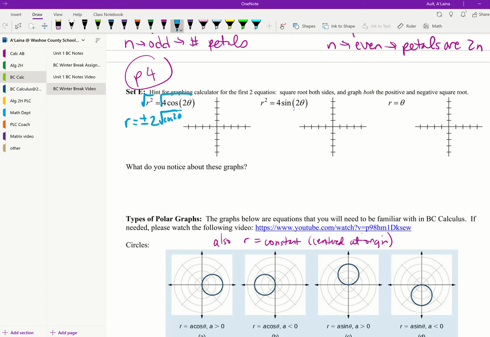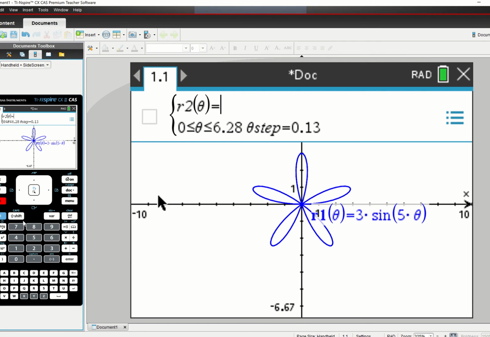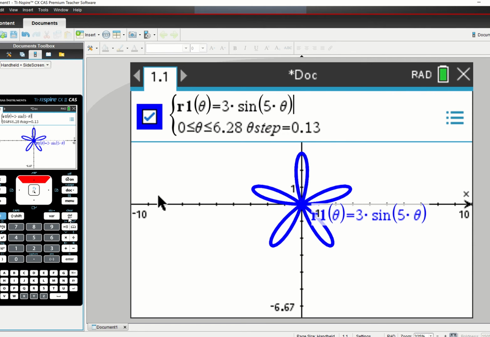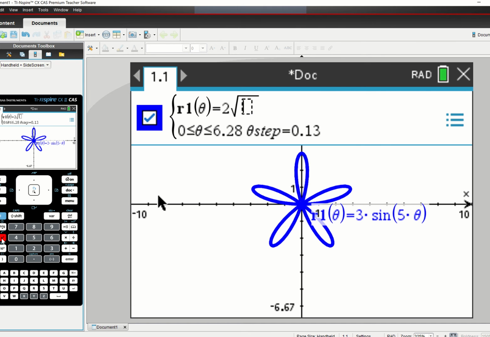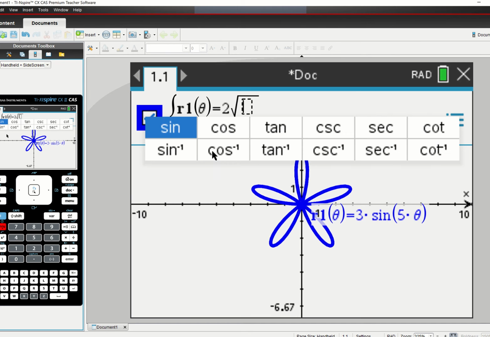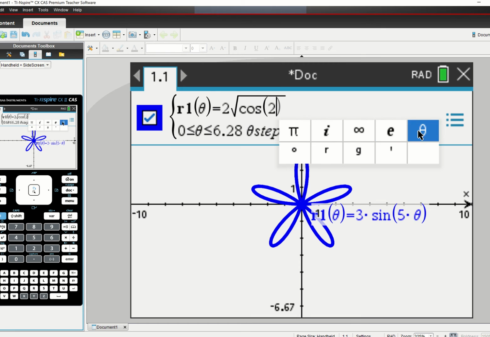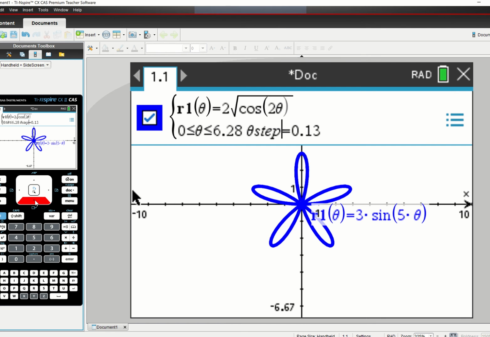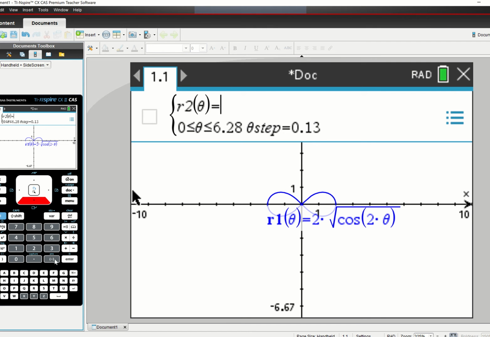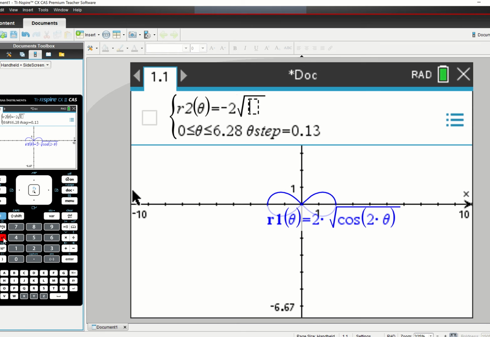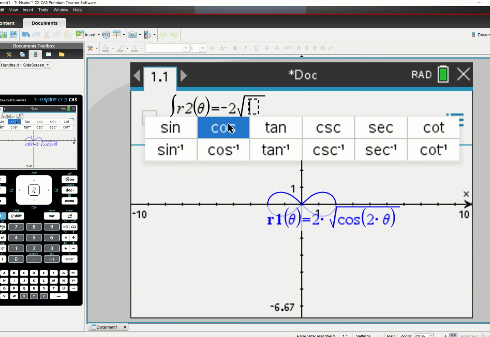So I'm just going to graph that and see what happens. There are really 2 different equations here that I'm entering in. The first one is positive 2 times the square root of the cosine of 2 theta. And then the next one would be negative 2 times the square root of the cosine of 2 theta.